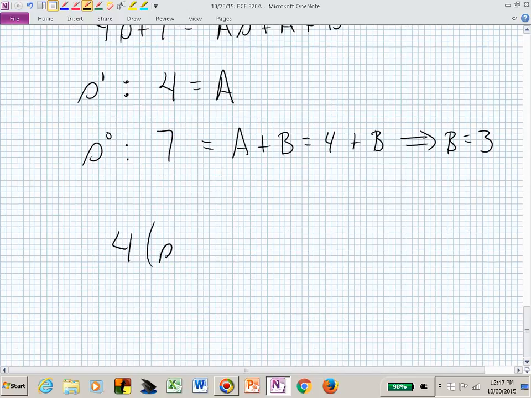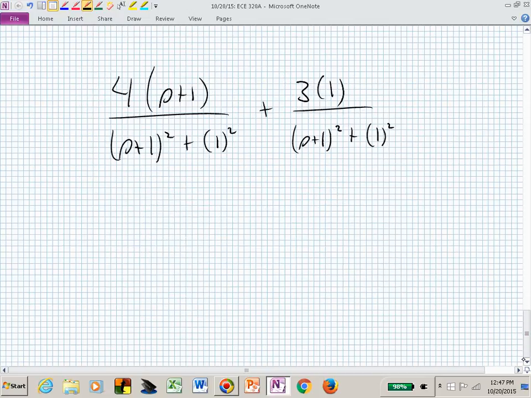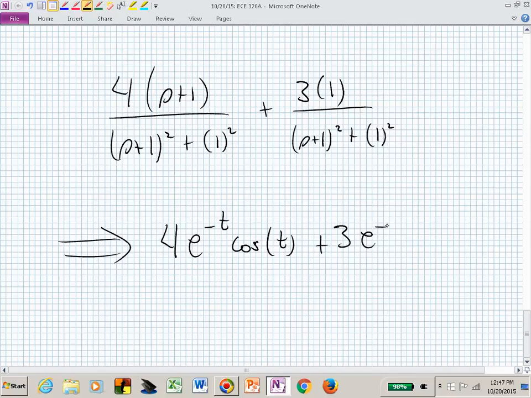We now have 4 times (s plus 1) over (s plus 1) squared plus 1 squared, plus 3 times 1 over (s plus 1) squared plus 1 squared. And now you don't have to say anything more. You can just say the inverse Laplace of that is 4 e to the minus t cosine of t plus 3 e to the minus t sine of t. This is not a very good example because I have 1's everywhere. I have 1 in the exponent, I have 1 in the omega location. But is it clear where that came from?